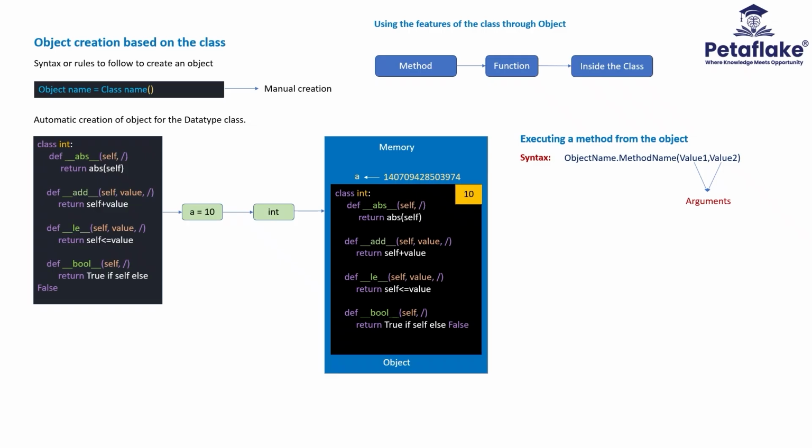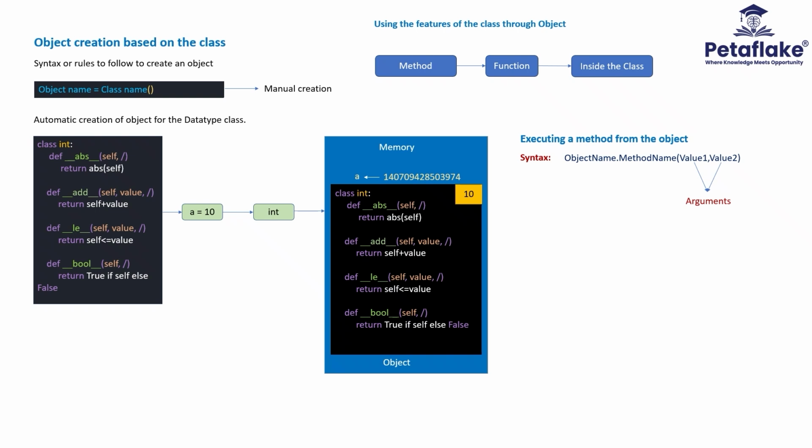To execute a method from the object, we must follow this syntax. First, we need to write the object name, followed by a period or dot, followed by the method name we want to execute. After the method name, we should specify a single pair of parentheses, and within the parentheses, we can pass the values or arguments to the method based on our requirement.